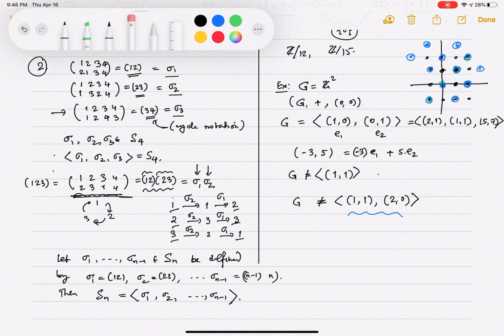Okay. So that's, I think, enough examples for generators for a group. We'll move on to homomorphisms and isomorphisms next.